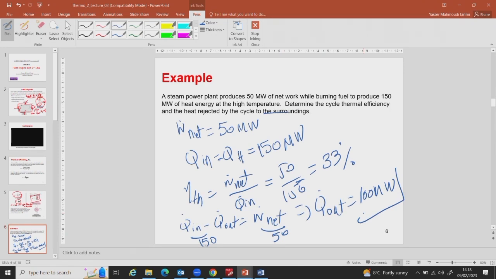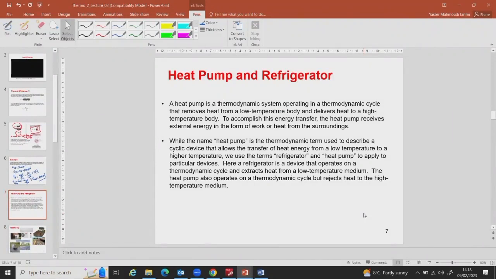Now, another concept, or another cycle we'll be analyzing in Thermo 2, is the heat pump and refrigerator, right? Both heat pumps and refrigerators have a similar thermodynamic cycle. Only the purpose of using them is different.